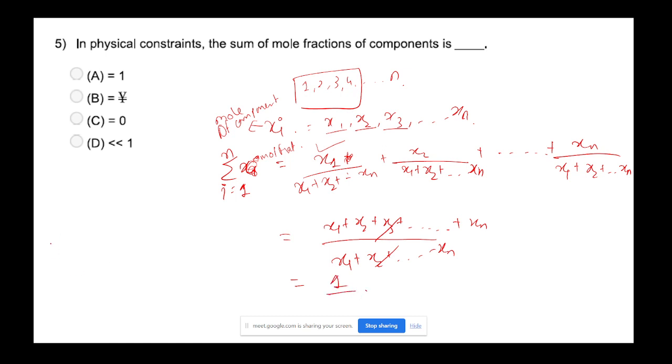So what does this mean? Summation of mole fraction of all components equals 1. So which is the correct answer? This.